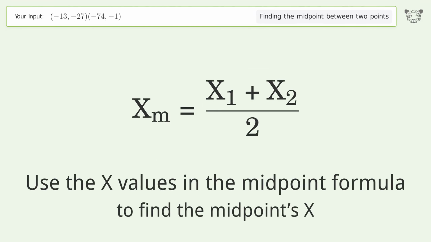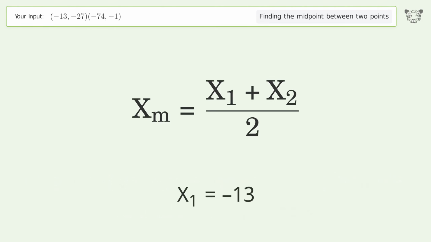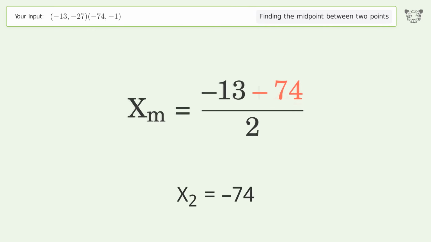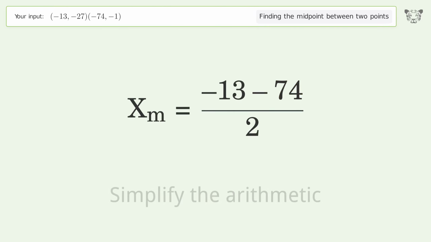Use the x values in the midpoint formula to find the midpoint's x. x1 equals -13. x2 equals -74. Simplify the arithmetic.